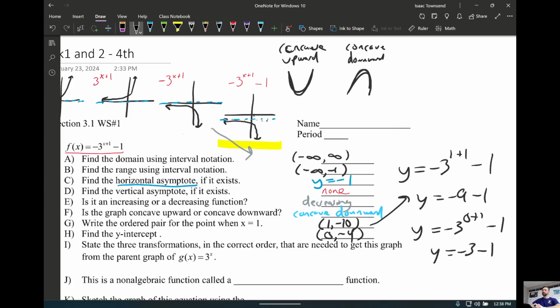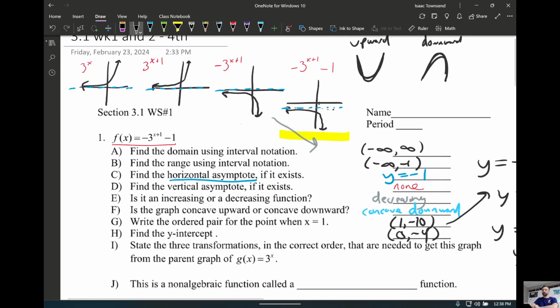Okay, the next question we have already talked about because we did this. First transformation we did was go left 1. The next transformation we did was reflect over the x-axis. And then the last transformation we did was to shift it down 1. So by doing those graphs at the top, you've already thought about the order of the transformations. They just want you to verbalize it in words.